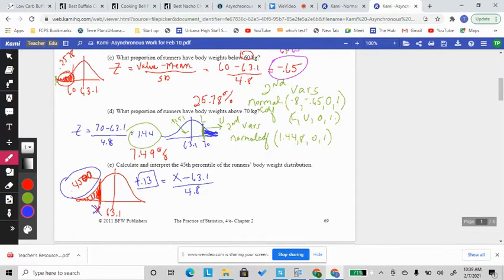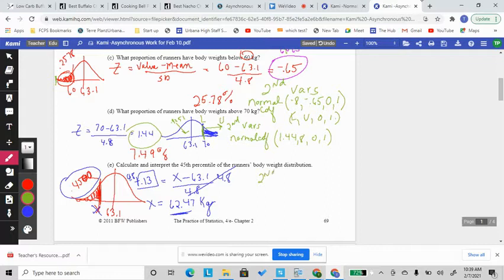And then just use a little algebra 1. Multiply both sides by 4.8, and then add 63. And then you should get 62.47 for your X. So multiply by 4.8, add 63, and you get your X of 62.47 kilograms. Okay, let me show you now a calculator function, and it is called inverse norm.